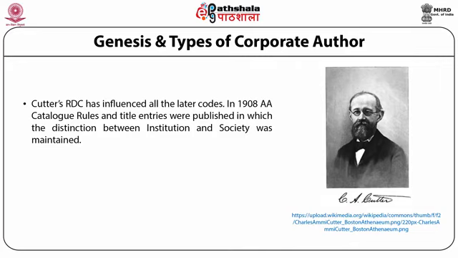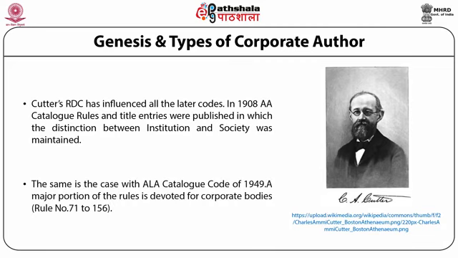In 1908, AA catalog rules and title entries were published in which the distinction between institution and society was maintained. The same is the case with the ALA catalog code of 1949. A major portion of the rules is devoted to corporate bodies, for example, rule number 71 to 156.